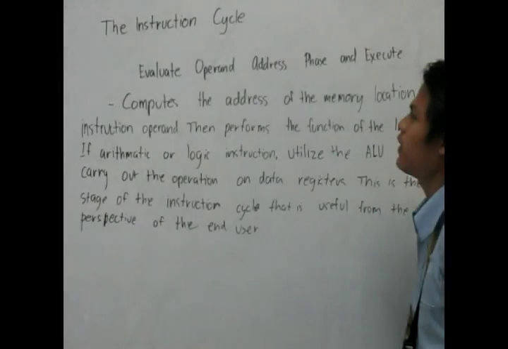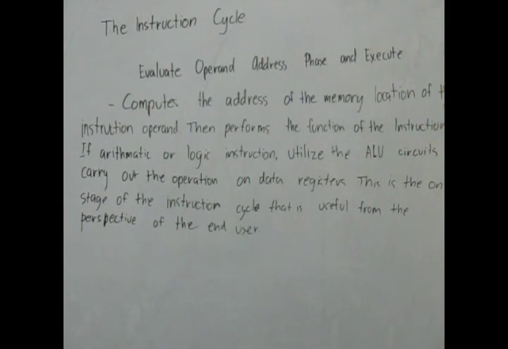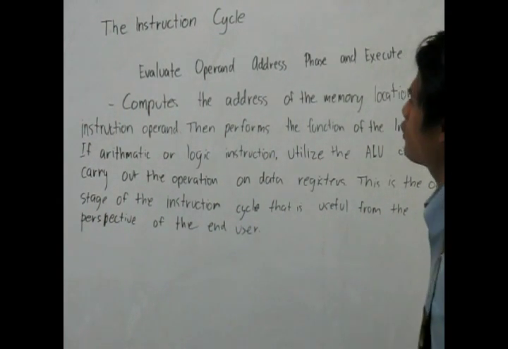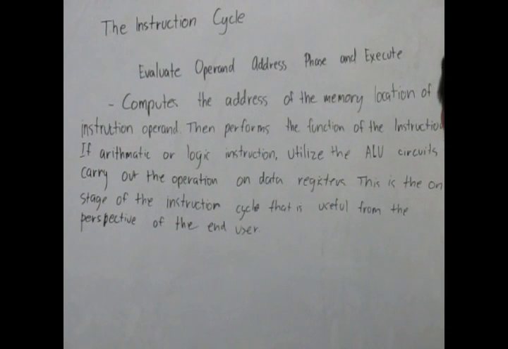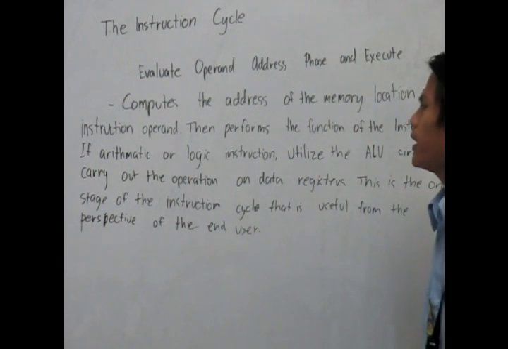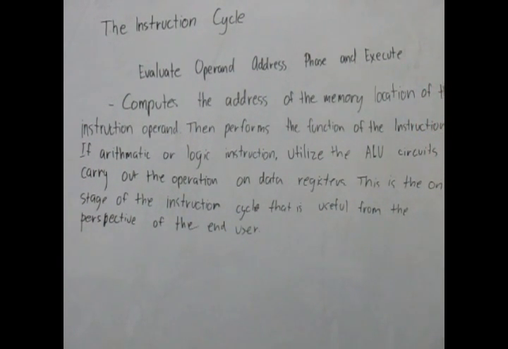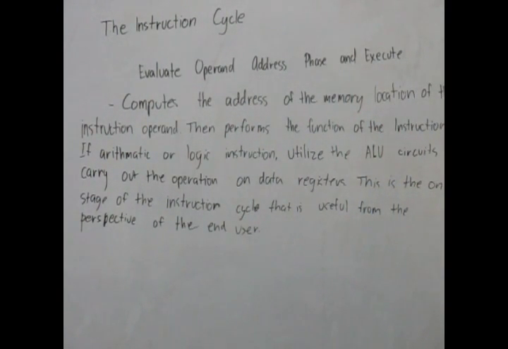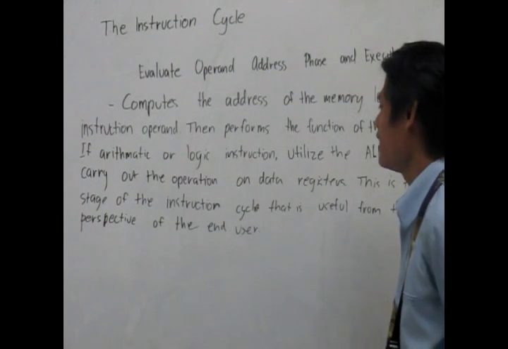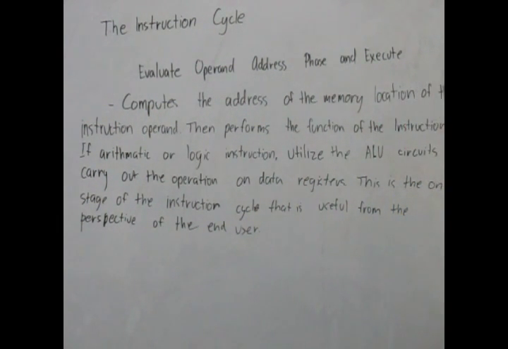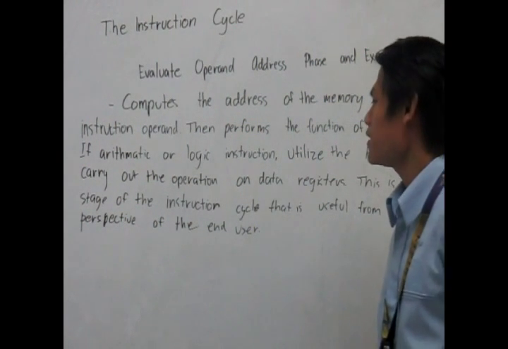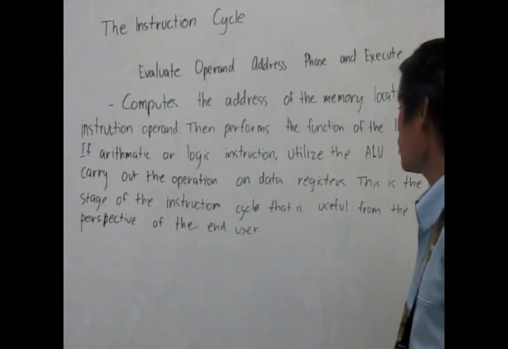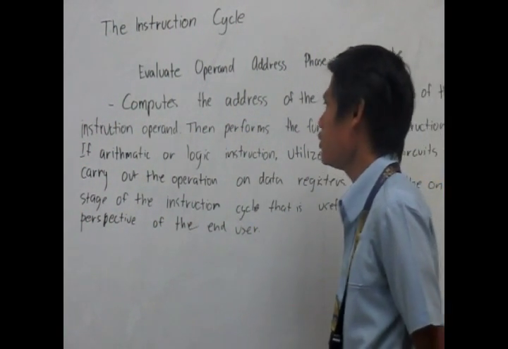The instruction cycle. Evaluate operand address, fetch, and execute. Compute the address of the memory location of the instruction operand, then perform the function of the instruction. If arithmetic or logic instruction, utilize the ALU circuits to carry out the operation on data registers. This is the only stage of the instruction cycle that is useful from the perspective of the end user.